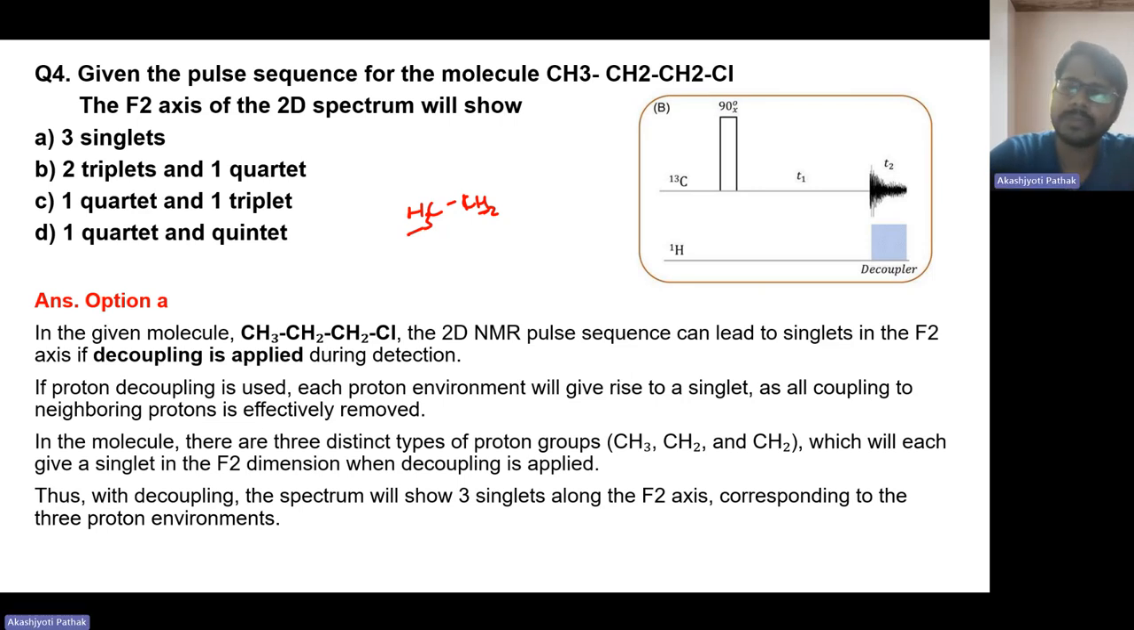So you have to look at the pulse sequence. You have to look carefully at the figure that is given. If decoupling is applied during the detection time, then the effect of these protons is removed. So these three protons are in three different environments, and we will only get three singlet peaks, one for each of these three different protons, because the coupling to neighboring protons is effectively removed.